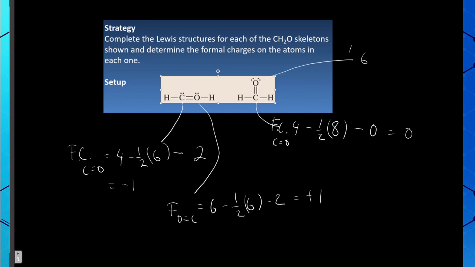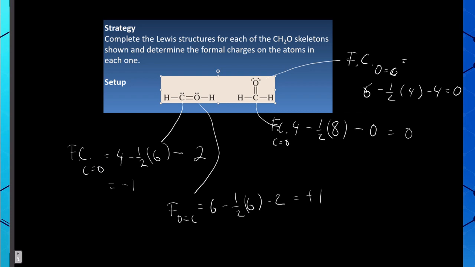We start off with 6, so the formal charge of the oxygen. Let's write this a little neater. Equals 6 minus 1/2 times the 4 bonding electrons right there, minus 4 non-bonding electrons, and that also equals 0.